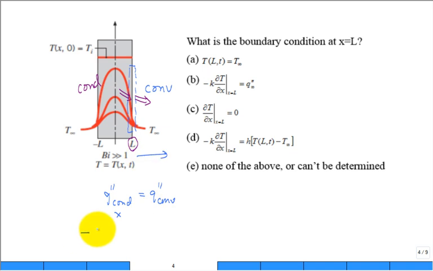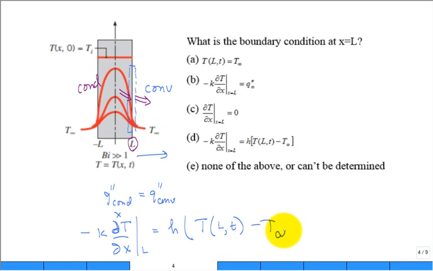We use minus k dT, or put a partial derivative, partial T with respect to space at x equal to L. And then for our convection, we have h times the temperature of the surface at x equal to L, which is (L, t) at any time t, minus T infinity.